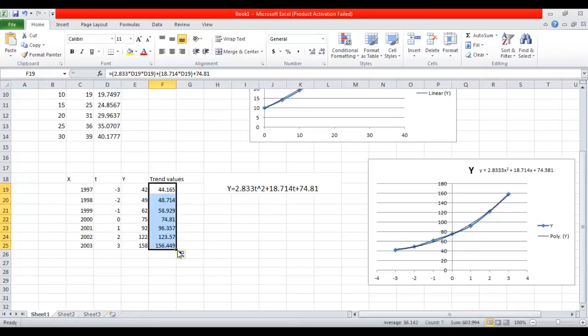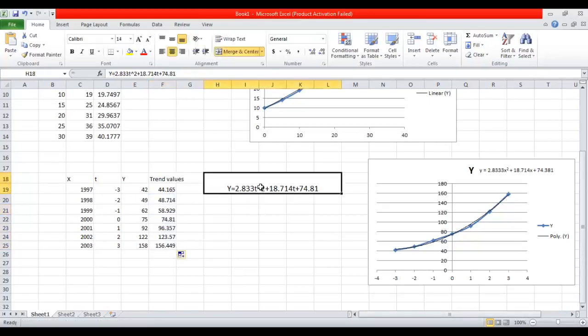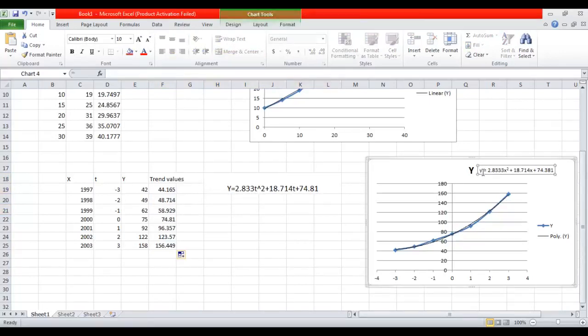Next trend values are 48.71 and the next trend value is 58.28. So by using this equation, we got the trend values. Just for easy calculations, we have done this. Similarly, we can do it for the parabolic equation, for the exponential equation and also for the power curve equation.